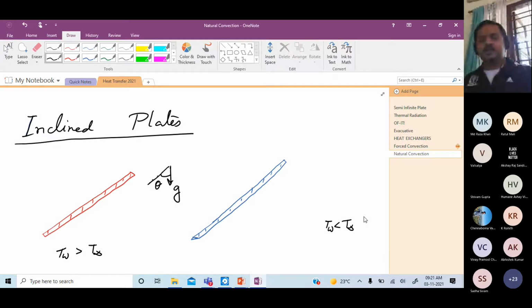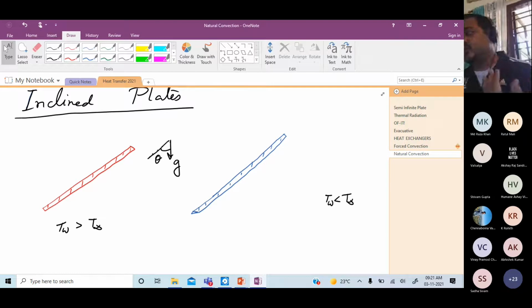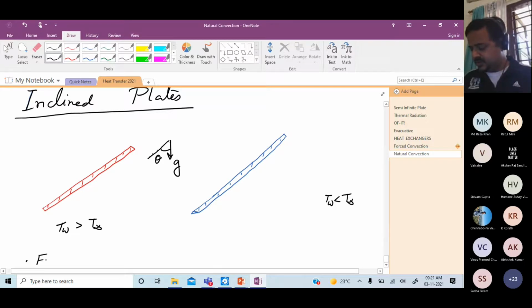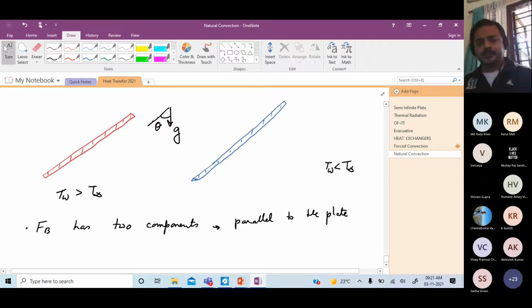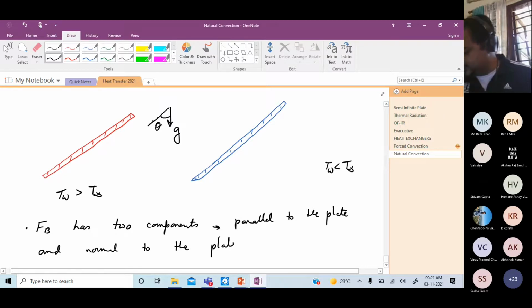Now, what is happening here? The buoyancy force will now have two components, one parallel to the plate and one normal to the plate. Right? So let's write it down. F buoyancy has two components: parallel to the plate and normal to the plate.